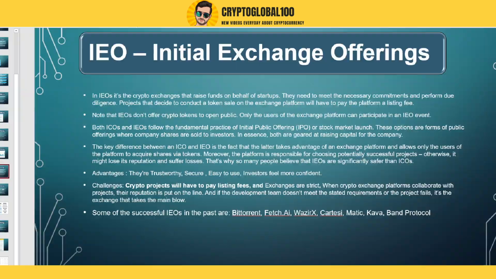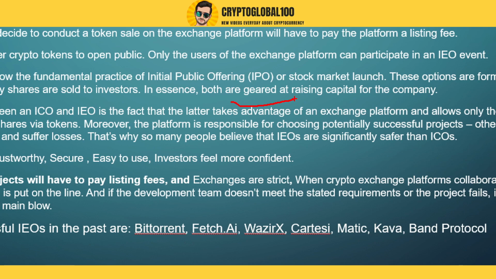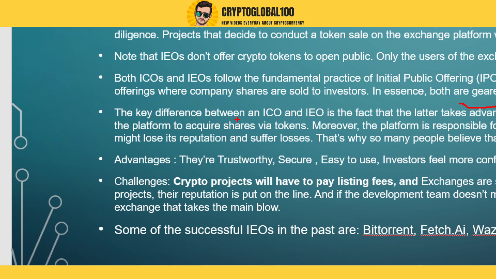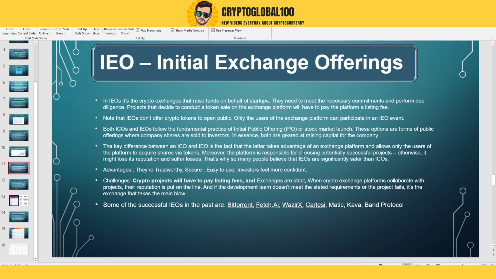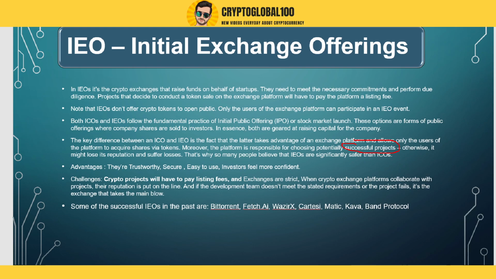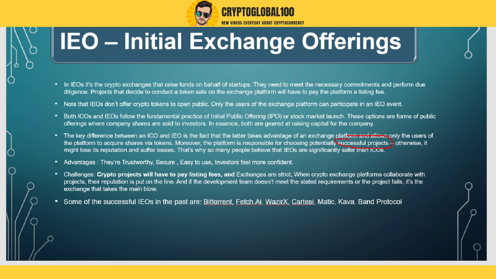Here, let me show you the key difference between the ICO and IEO. An IEO takes advantage of an exchange platform and allows the users of the platform to acquire shares via tokens, and the exchange is responsible for choosing potentially successful projects. So when a certain exchange launches a token, it's always a good token, because it has gone through all the do's and don'ts, all the cross verifications. That's why IEOs are significantly safer than ICOs.